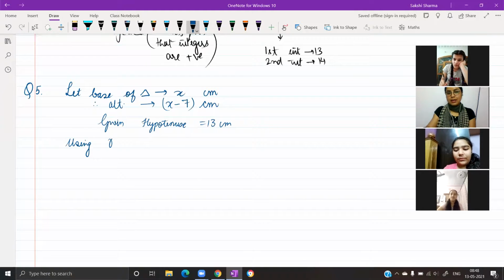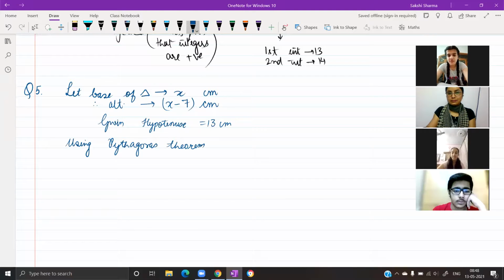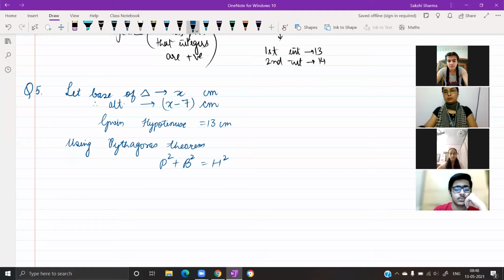Anyone else? Hypotenuse square is equal to perpendicular square plus base square. Perpendicular is the altitude itself. Form your equation by using the values.